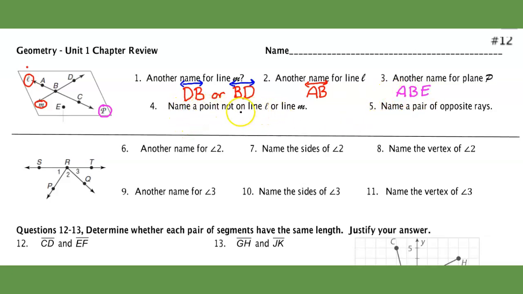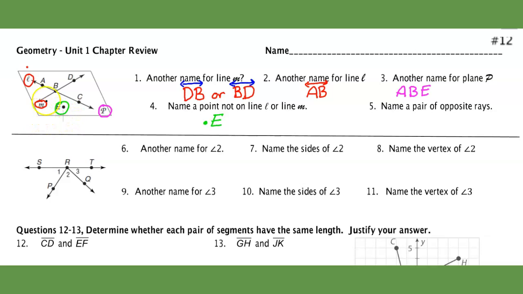Name a point that's not on line L or line M. So not here and not here would leave only, looks like, point E. Okay, point E.